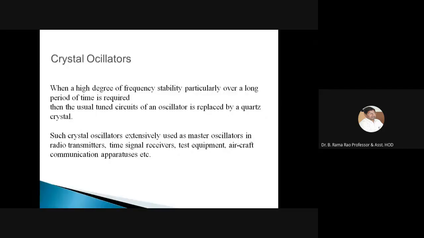Such crystal oscillators are very useful as a master oscillator in radio transmitters. These oscillators are very useful in radio transmitters, signal receivers, test equipment and some communication apparatus. So this is the importance of the crystal oscillator.